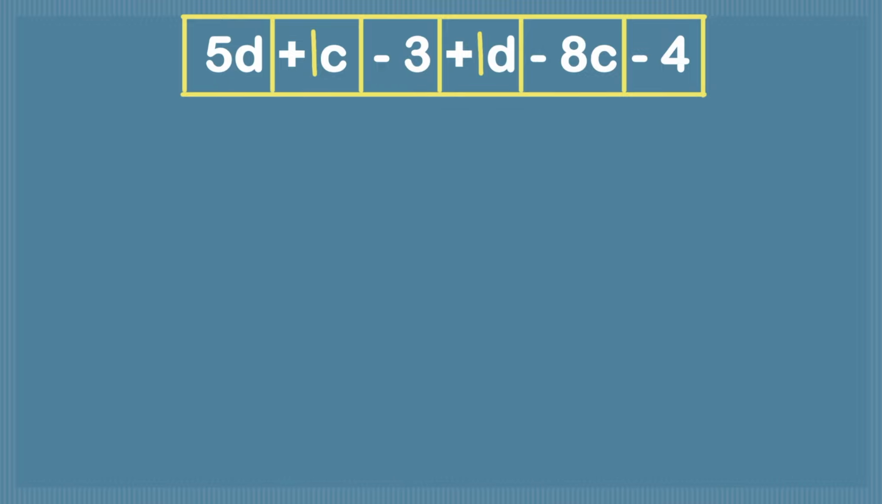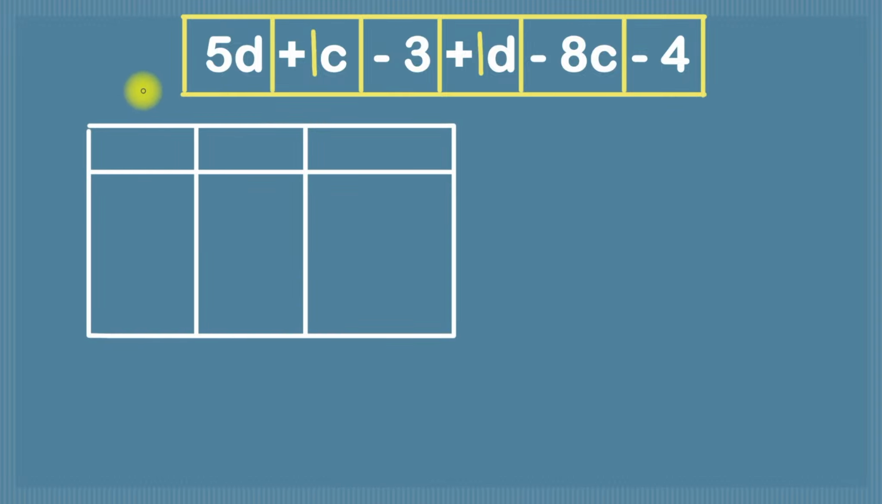So I'm going to make a table with 3 columns. One column will be for the C terms. One column will be for the D terms. And the final column will be for our numbers called constants. Now we can look back at the expression and put the terms in the right columns.